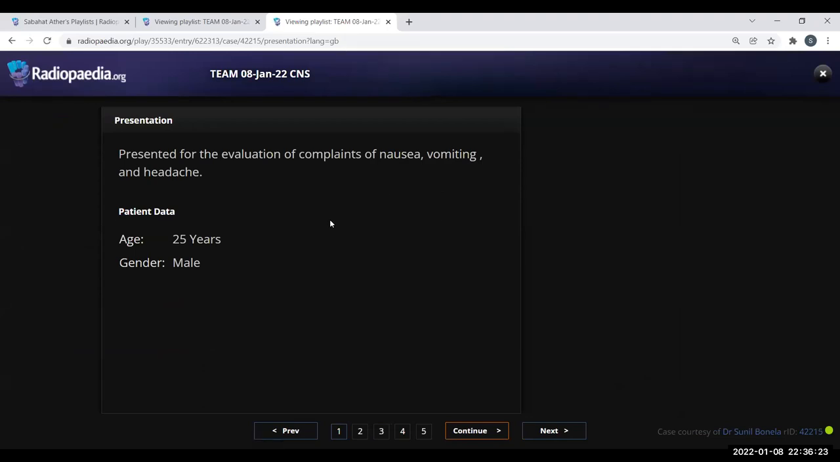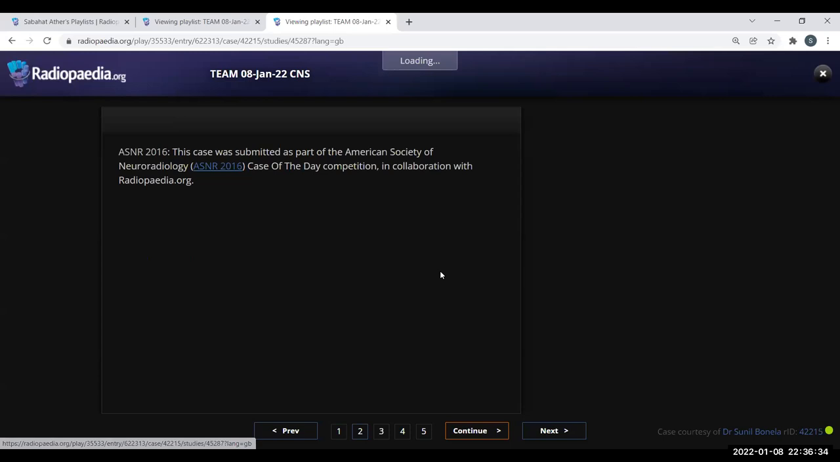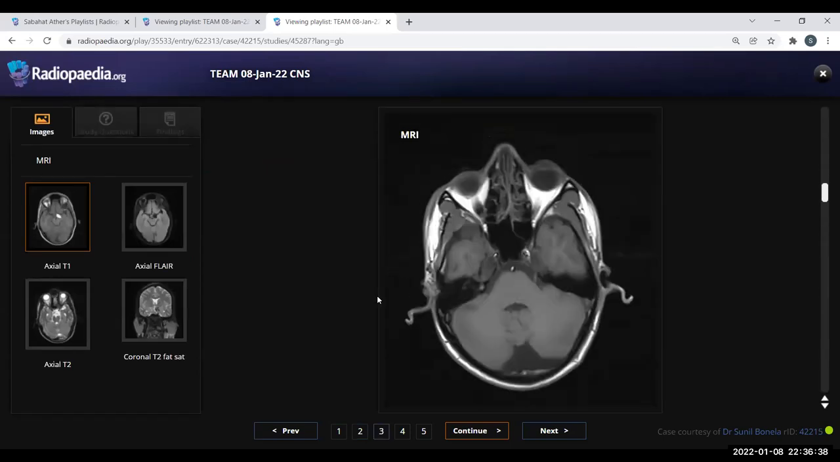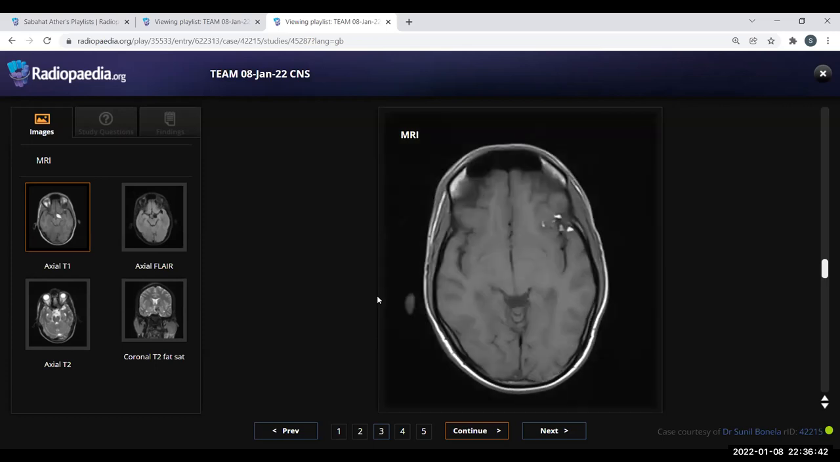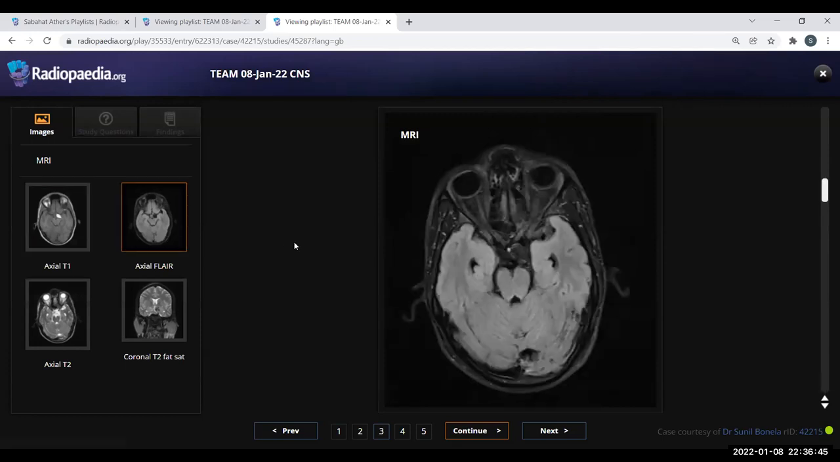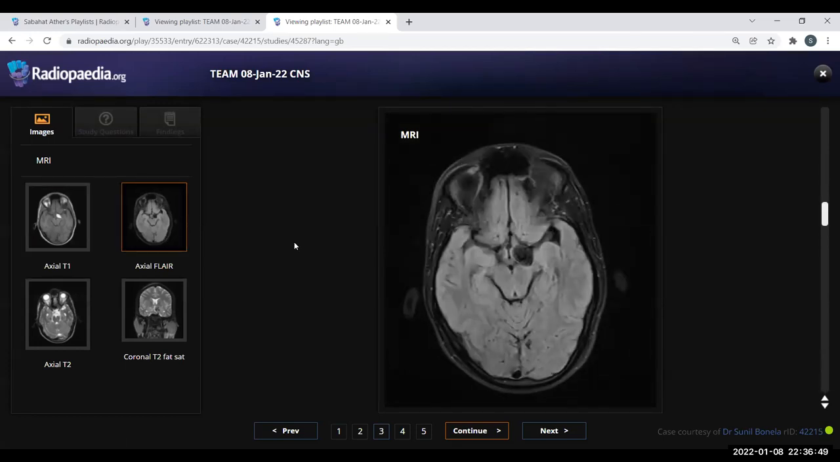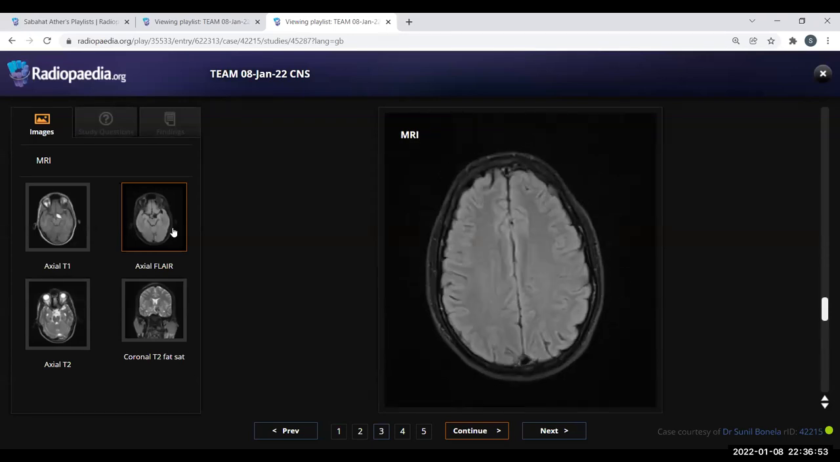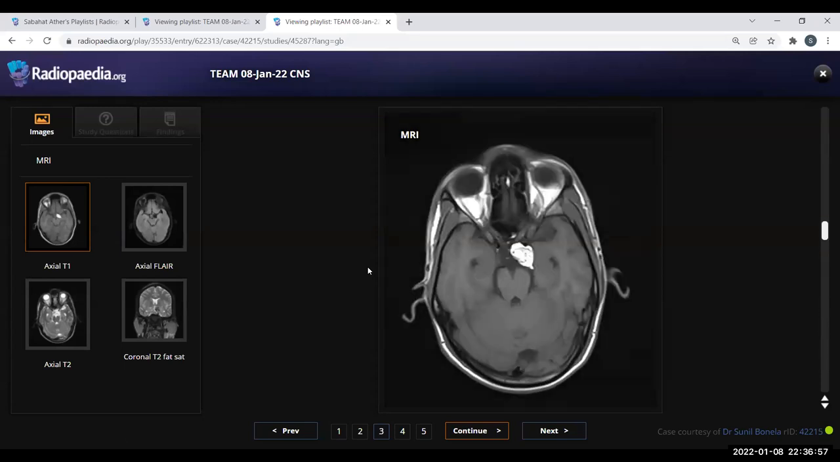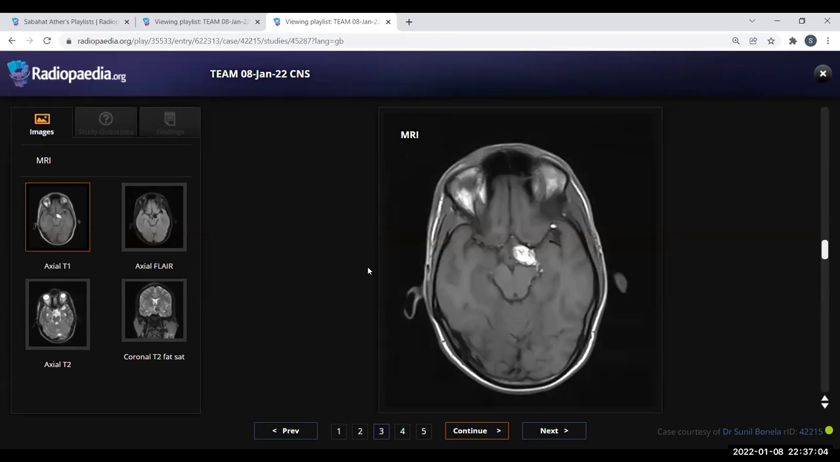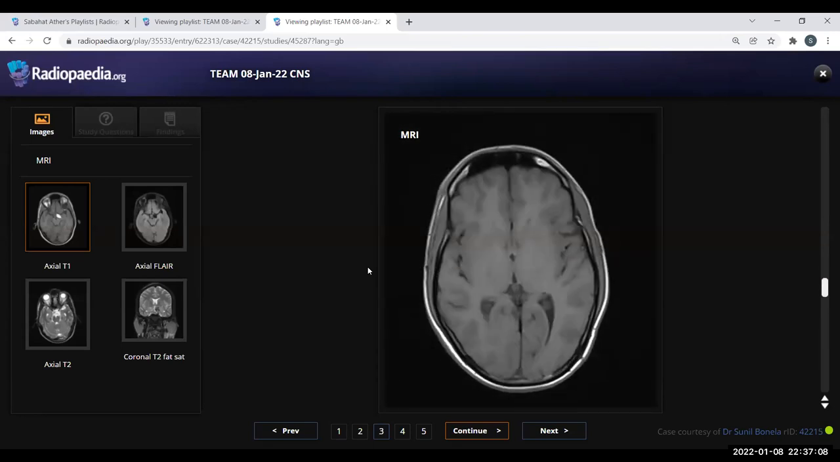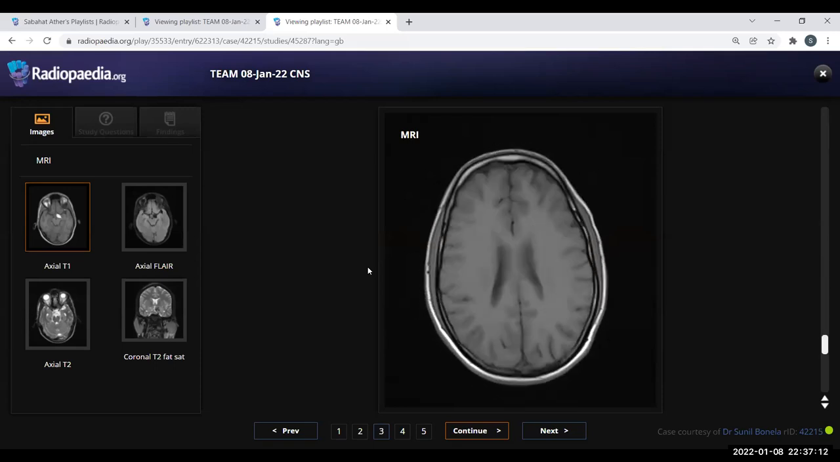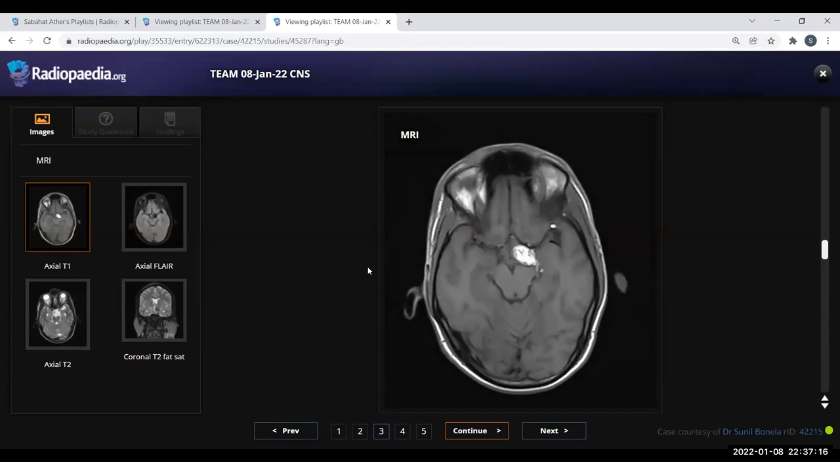Okay, this is presented for the evaluation of complaints of nausea, vomiting, and headache. 25 years old male. Okay, I've been provided with selected images of MRI. This is a T1 weighted image. I can see some rounded, well-defined lesion near the suprasellar region, which is hyperintense on T1 weighted images, similar to the intensity of fat. There is also the same signal intensity within the Sylvian fissure, maybe due to fat or lipoma.